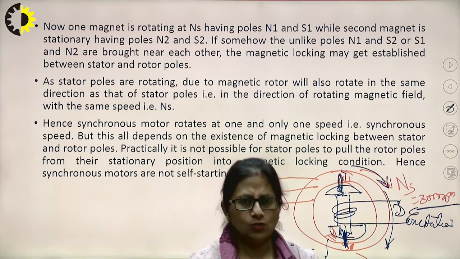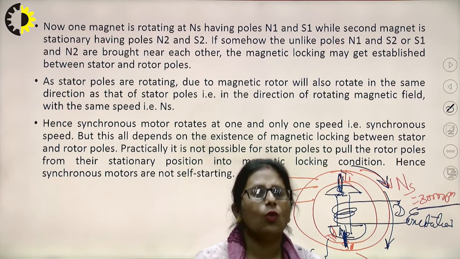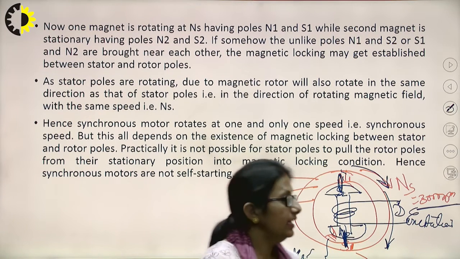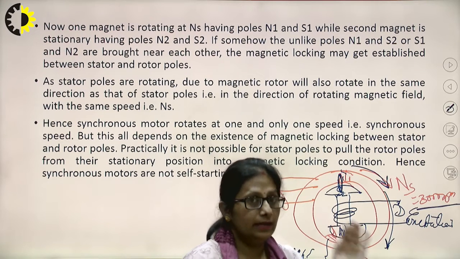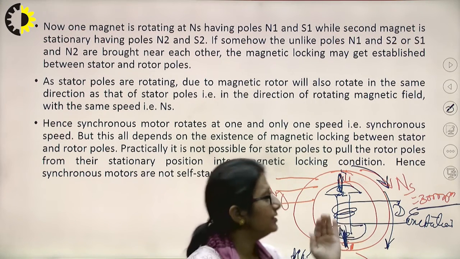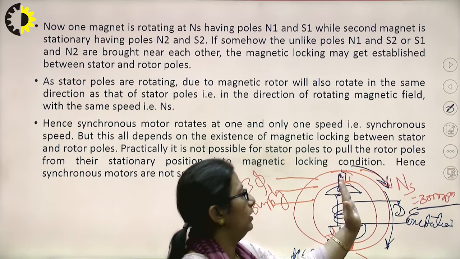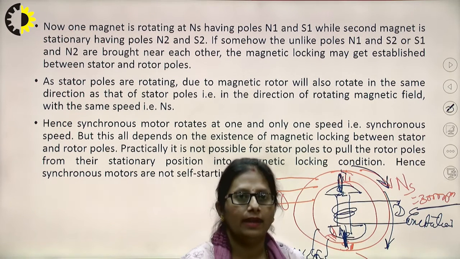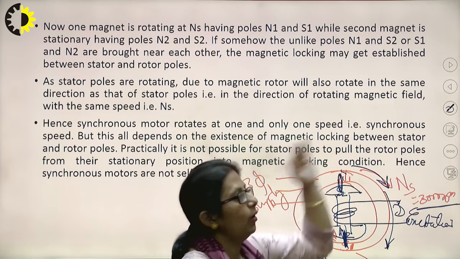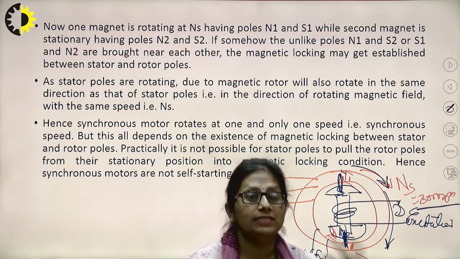Does this happen so easily? Is it necessary that the poles would be exactly aligned? Is it practically feasible? Can't it be that the south pole is opposite, but the magnetic axes are not exactly aligned? It may be either towards the right side or the left side. Then at that instant, what is going to happen?